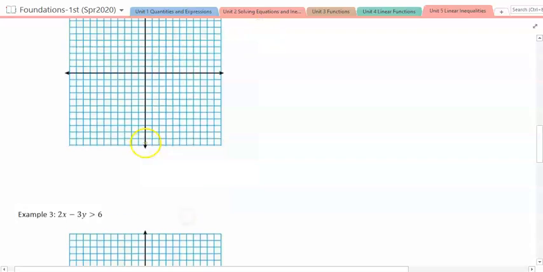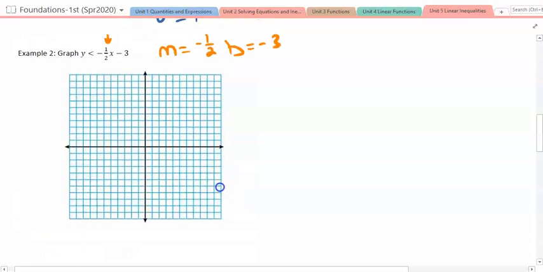So as we plot this out, I'm going to go to -3, 1, 2, 3 right here, -3. And then my slope is going to tell me to go down 1, right 2. And I'm going to continue that pattern again until I get to the edge of the graph. Again, I know some of you like to just put 2 or 3 dots and be done, but for inequalities, like I said, it is very important that you take this as far out to the edges as you can.